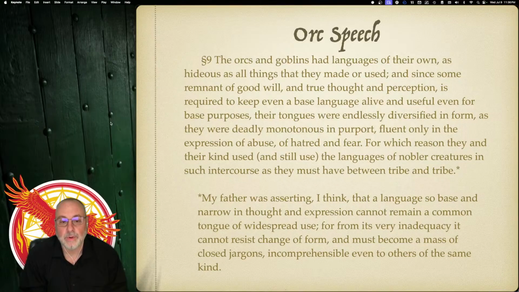I think he's pointing here to a connection between articulation and thought. If you don't have the words for it, you're not going to be able to think it. And if the only language you know and have been taught and use is a language of abuse, hatred, and fear, you're not even going to be able to conceive of kindness and generosity and love and bravery. It's going to be outside of your entire mental landscape because you don't even have building block concepts for that.